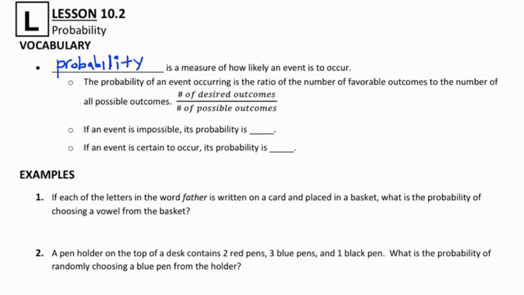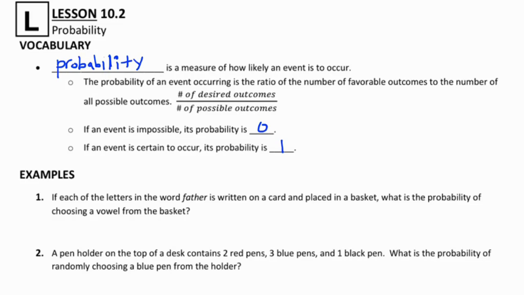So if an event is impossible, the probability is going to be 0. If an event is certain to occur, meaning it's going to happen, the probability is going to be 1. So probability is always measured from 0 to 1. So let's go and look at these examples real quick.